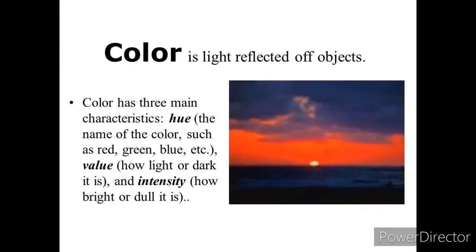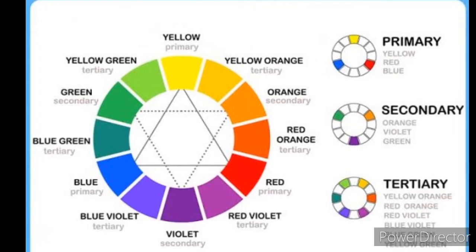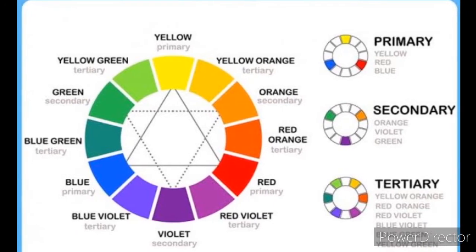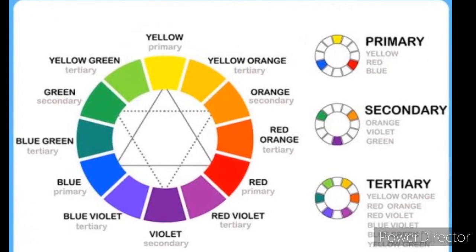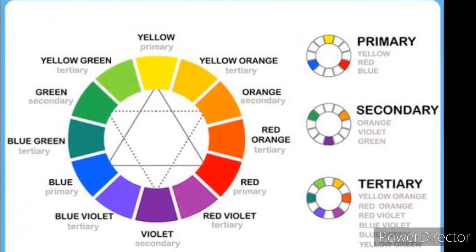Color is light reflected off objects. Color has three main characteristics. Hue, the name of the color such as red, green, blue, etc. Value, how light or dark it is. And intensity, how bright or dull it is. This is the color wheel, which consists of primary, secondary, and tertiary colors.